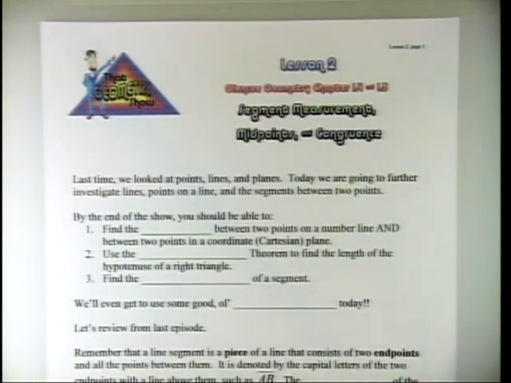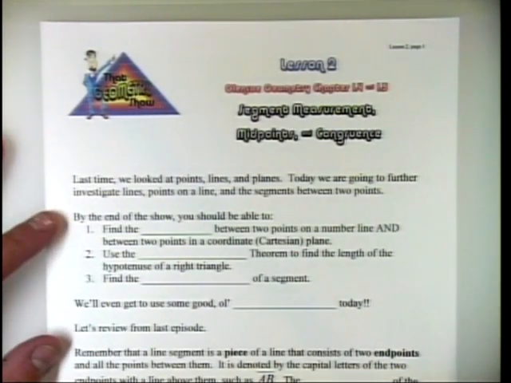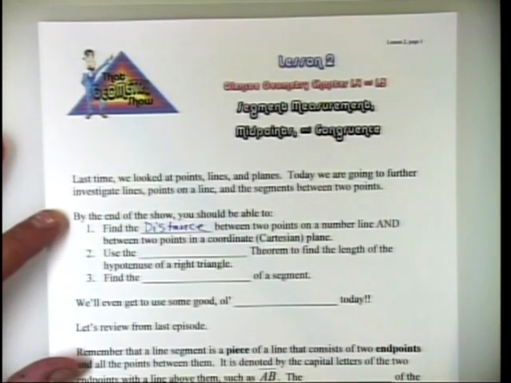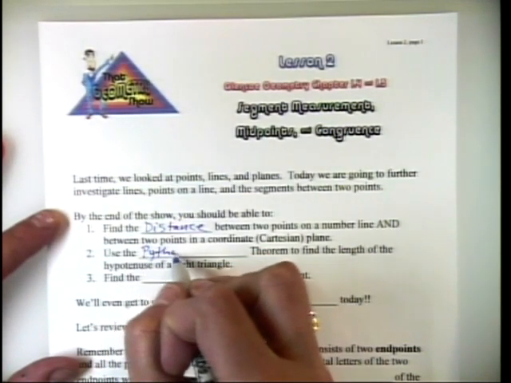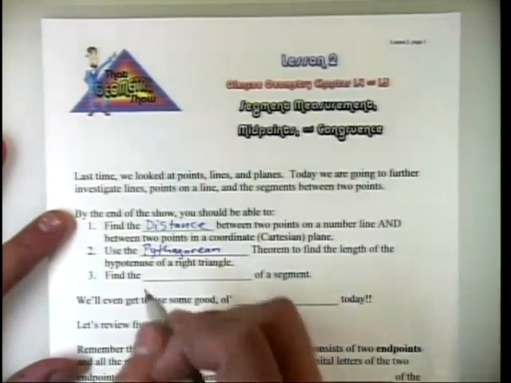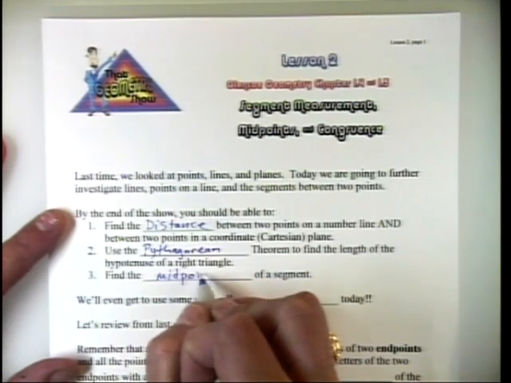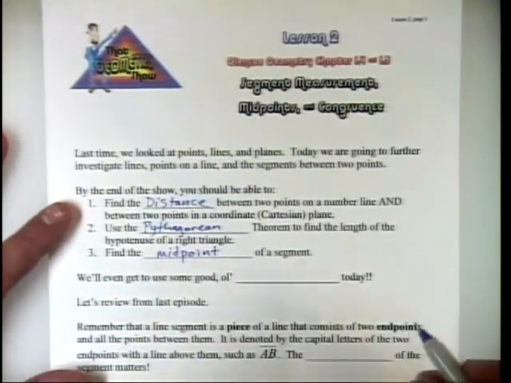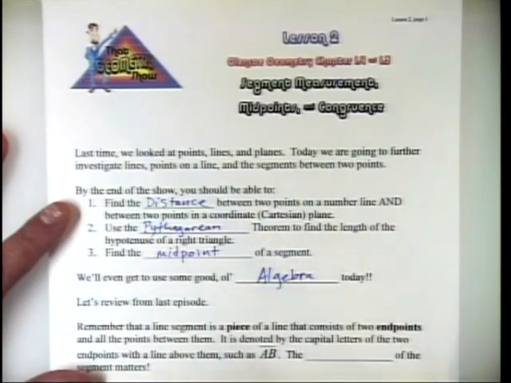Last time we looked at points, lines, and planes. Today we're going to go further, and we're going to investigate points on a line and the segments between the 2 points. By the end of the show, you should be able to, number 1, find the distance between 2 points on a number line and between 2 points in a coordinate or Cartesian plane. Number 2, use the Pythagorean theorem to find the length of the hypotenuse of a right triangle. And number 3, find the midpoint of a segment. And you're lucky because today we'll even get a chance to use some good old algebra that you learned last year.